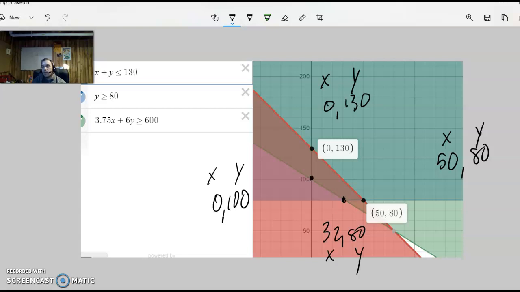So if you're trying to maximize money, we can talk about where we want to be on this line. But if we're trying to make at least $600, any of these 4 points will work. And in fact, any point that fits inside of this overlapping section is part of our solution. All right.